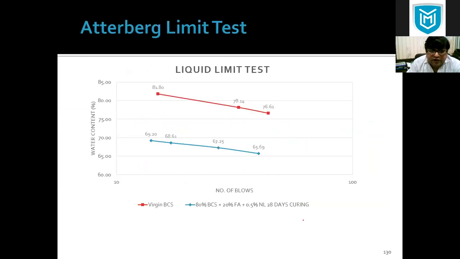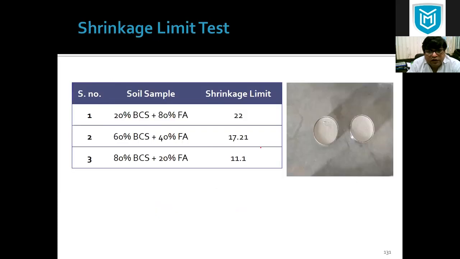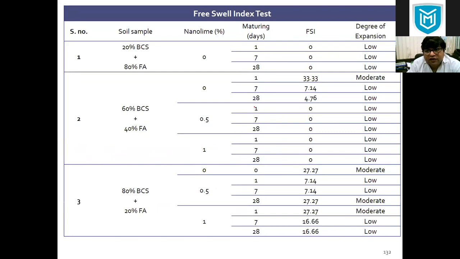Then we did certain tests on virgin black cotton soil, then replacing soil by 20% fly ash and 0.5% nanolime. And you can see the red one is the virgin, and the liquid limit reduced by up to 20%. And this is how it worked. Then we did the shrinkage limit. So the shrinkage limit also increased. So these are the various tests and combinations.